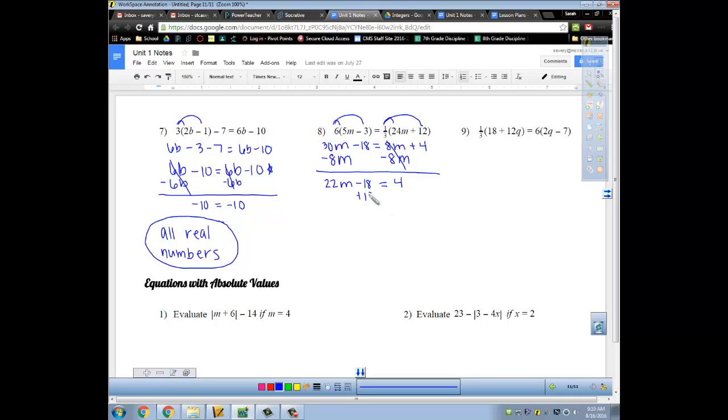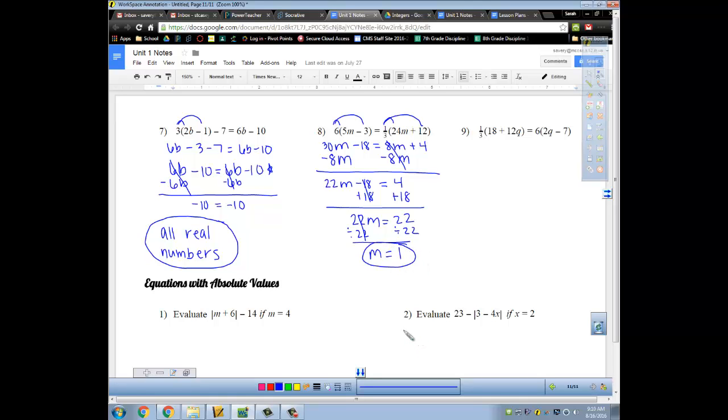Add 18 to both sides to get 22m equals 22. Divide both sides by 22 to get m equals 1.